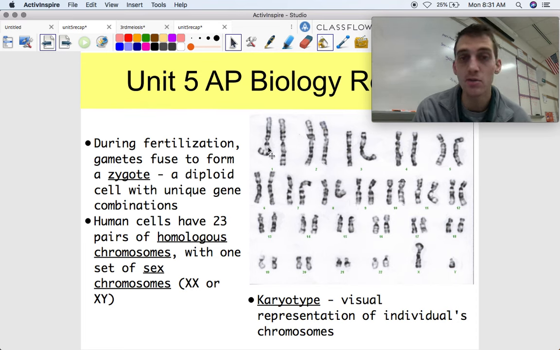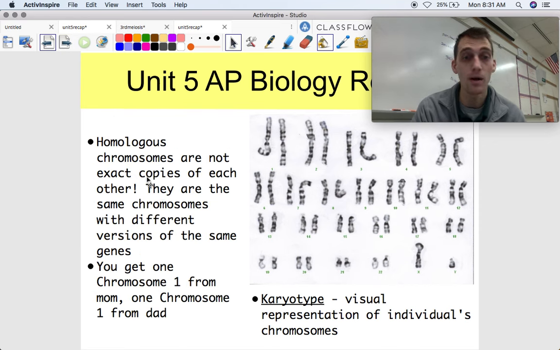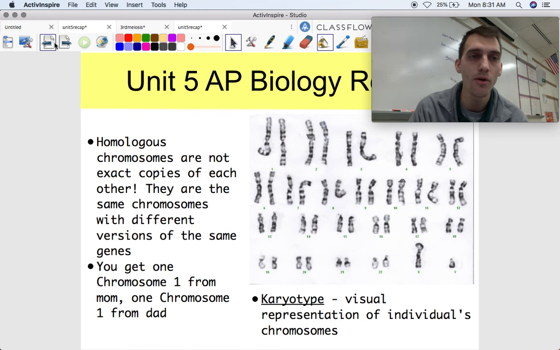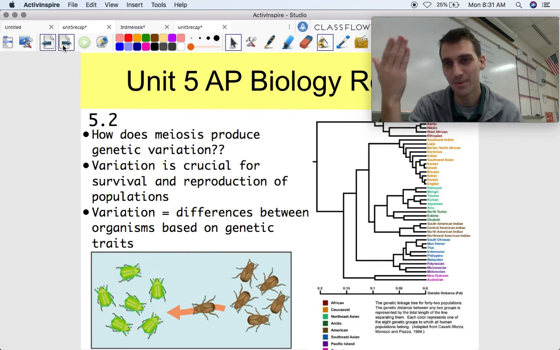So these 2 chromosomes, while they are not identical copies of one another, because one came from mom, one came from dad, those are what are called homologous, and they're going to pair together during meiosis. As I said, I'm getting ahead of myself a lot here. Homologous chromosomes are not exact copies of each other. They are the same chromosomes with different versions of the same genes. You get one chromosome from mom and one chromosome from dad. They are not copies of one another. And that's going to become important when we talk about the process of cell division itself, meiosis.